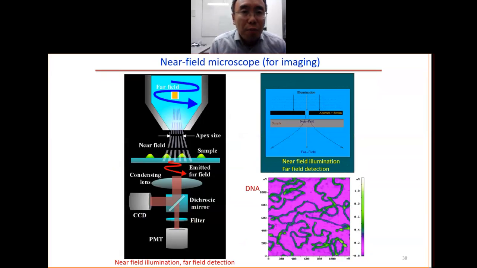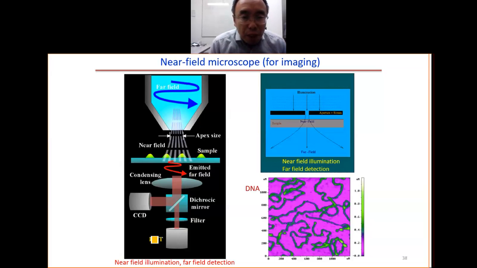So here you have the hollow optical fiber, so the light is guided through the fiber, through the aperture, and comes to the sample. This is called near-field illumination, far-field detection. When the light comes to the other side, you have this PMT, photomultiplier tube, to detect the optical signal. You scan along the surface, then you can have the 2D imaging.